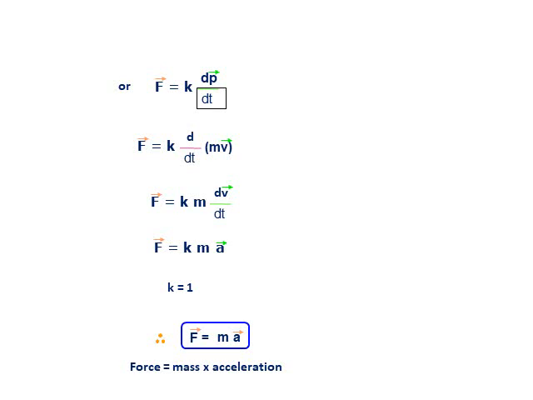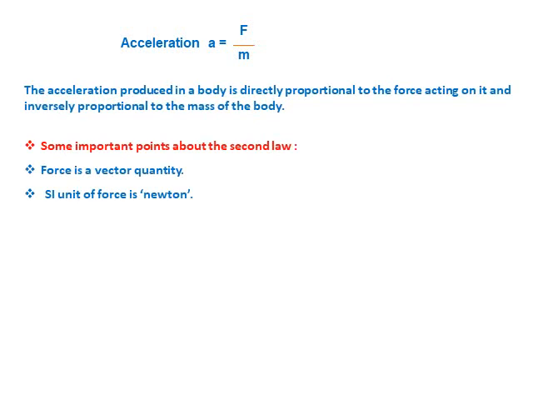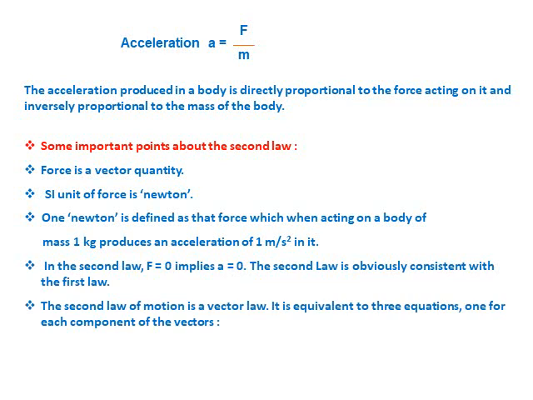So F equals k into d of mv. Replace the momentum by m into v. Mass is constant, so you get k into m into dv by dt, and you know that dv by dt is acceleration and the value of k is 1. So F equals mass into acceleration. From here, acceleration will be force upon mass. And the SI unit of force is Newton.